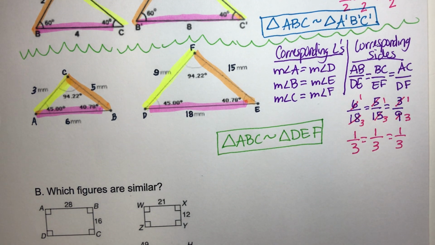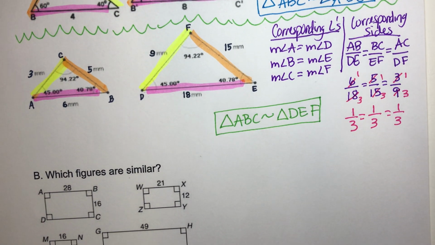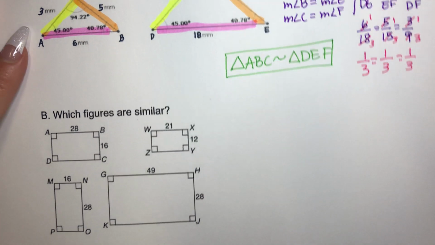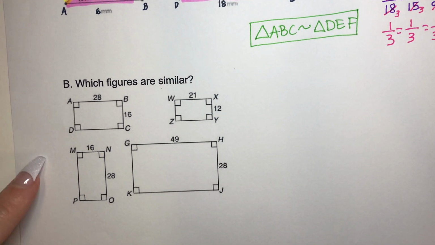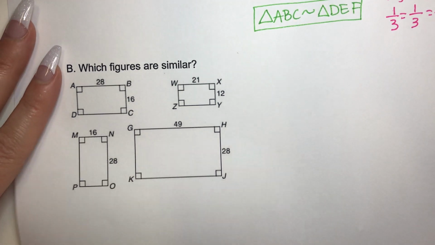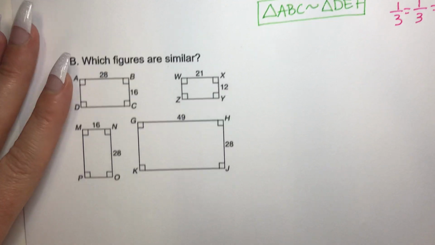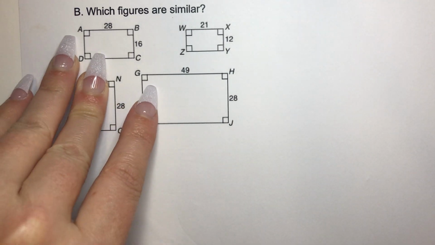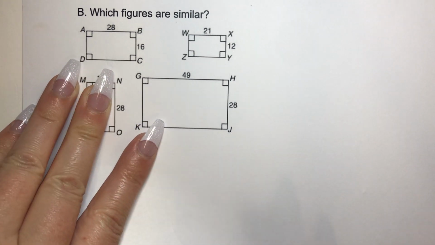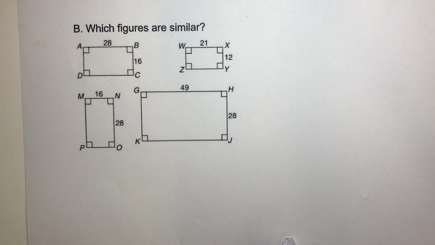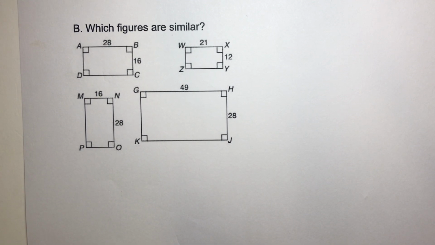Okay, perfect. Let's go down to B. Now B is kind of fun because we aren't dealing with triangles. We are dealing with, these look like rectangles, so four-sided figures, right? And four-sided figures can be similar as well. So let's go ahead. They need the same characteristics. They have to have the same angle measures, and what else? The sides have to have equivalent ratios. So that leads us to the same shape, but not necessarily the same size. Okay, perfect. Let's go ahead and get started.